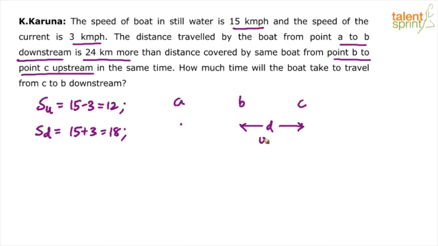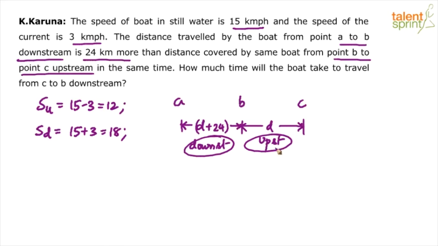This is upstream, right? What will be the distance covered by the boat from A to B? It will be 24 kilometers more, so it will be D plus 24. This is downstream. Are you able to follow? A to B is downstream, B to C is upstream. The upstream distance covered is D and the downstream distance covered is D plus 24.